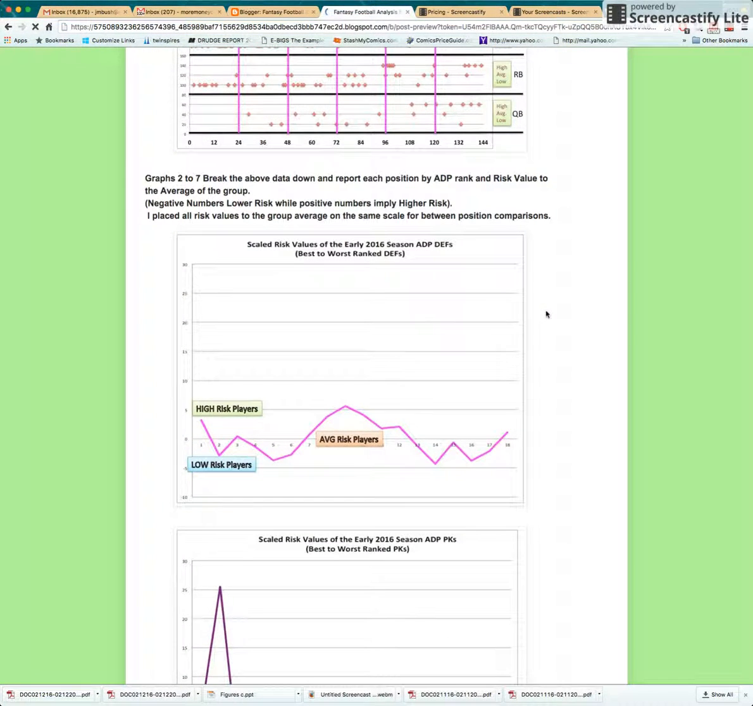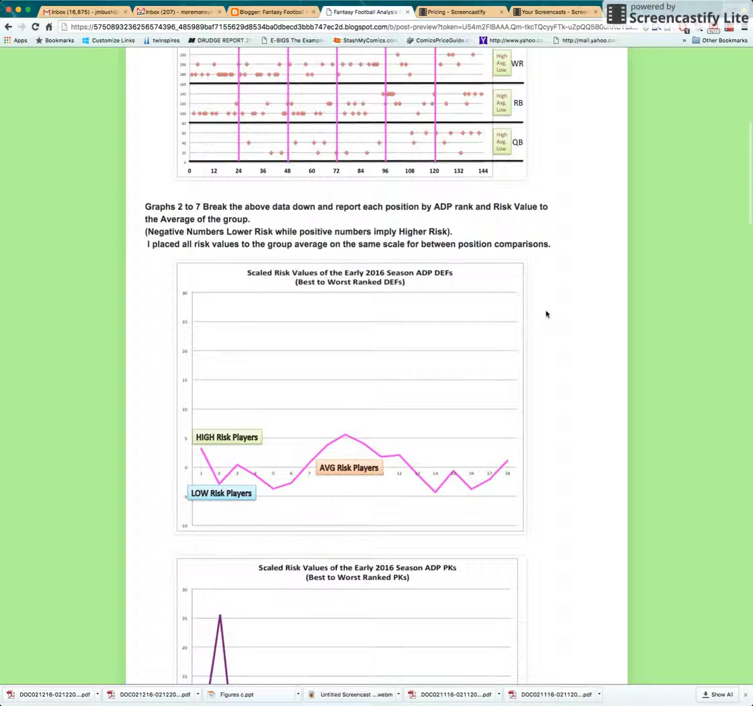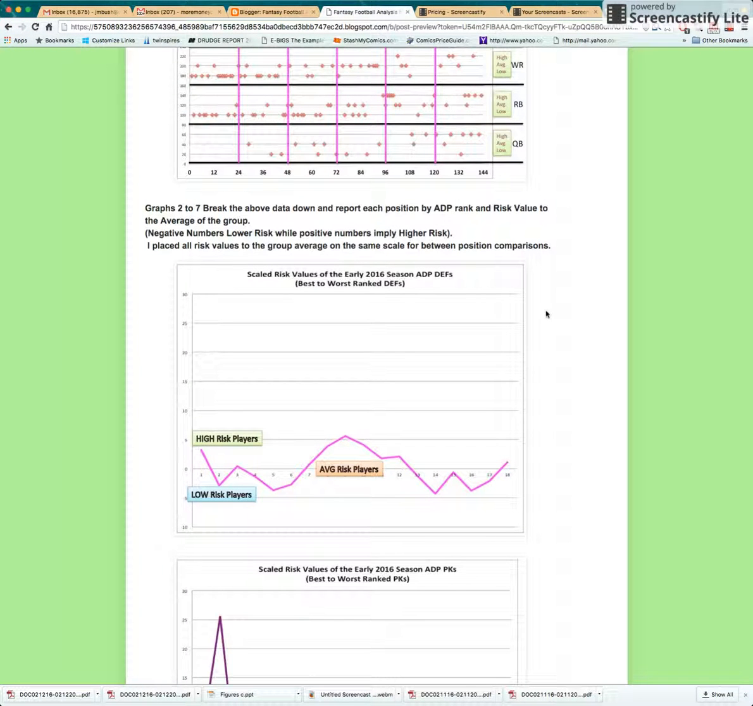So I'm going to take you through my graphs 2 to 7, which break the above data down and report by the ADP rank. I took each of the positions, re-ranked them according to how they fall on the ADP scale, and then we have our risk value to the average. Each player has been assigned a risk, a numerical score. We then compare within each position those numbers, get an average, and subtract that value from each player's numbers.